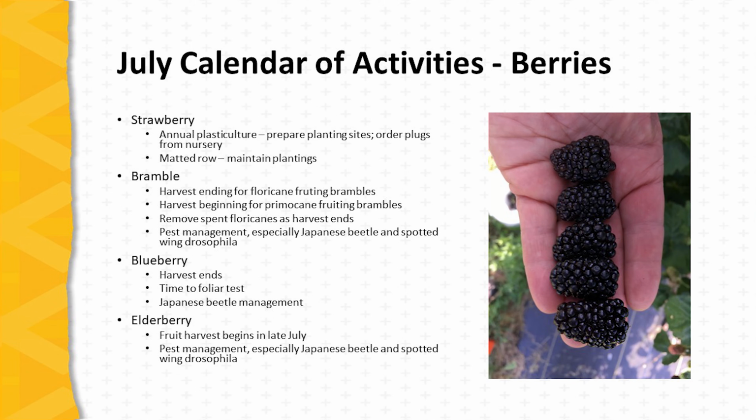Remove spent floricanes as soon as the harvest is over for those particular shoots. And keep a close watch on pest management, especially Japanese beetle and spotted-winged Drosophila on fruiting brambles.